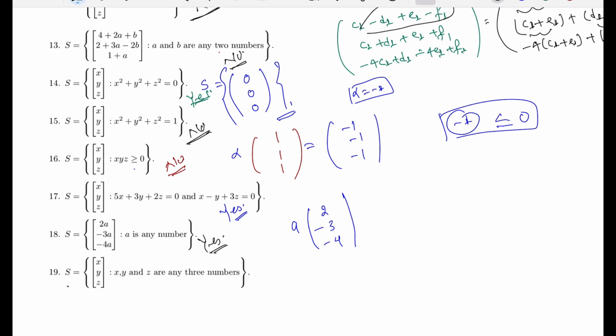Question number 19, we have this set of vectors in such a way that x, y, z are any three numbers. So x, y, z is any three numbers. So this set of vectors will be the entire vector space R cube, or you can say we are talking about a subspace that is itself a vector space. So this is a subspace, yes.